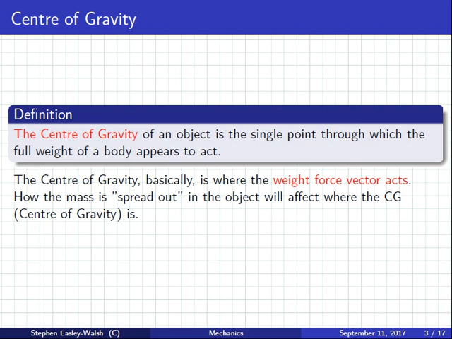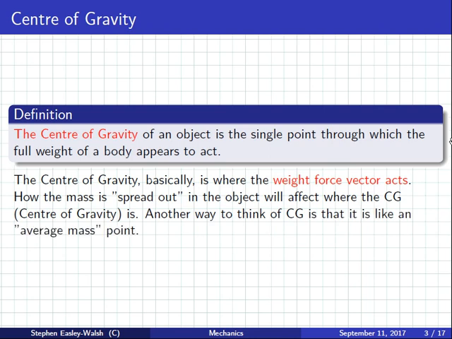So obviously, if you take a table like a rectangle, the centre of gravity is right in the middle. But if, say, this side of the table is heavier than this side, because maybe I have the projector, my coffee and all that, what will happen to the centre of gravity? Will it still be in the middle? No, it will shift towards this end here. Another way to think of centre of gravity is that it's like the average mass point. It's like some kind of average. Precisely is not important right now.